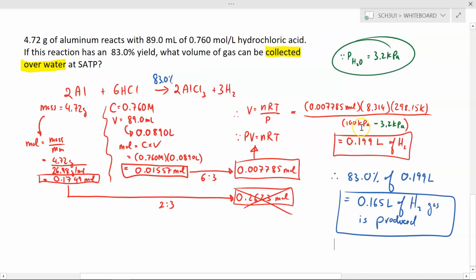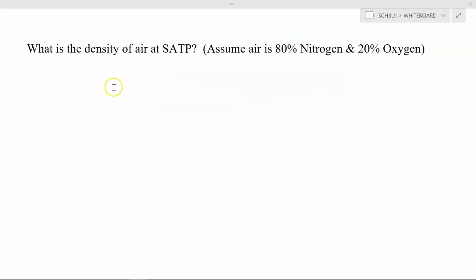Then subtract it from the total pressure in order to get the proper volume of gas being produced, because without this, you'd be overestimating the volume of gas you actually have. Alright, let's do one last question.